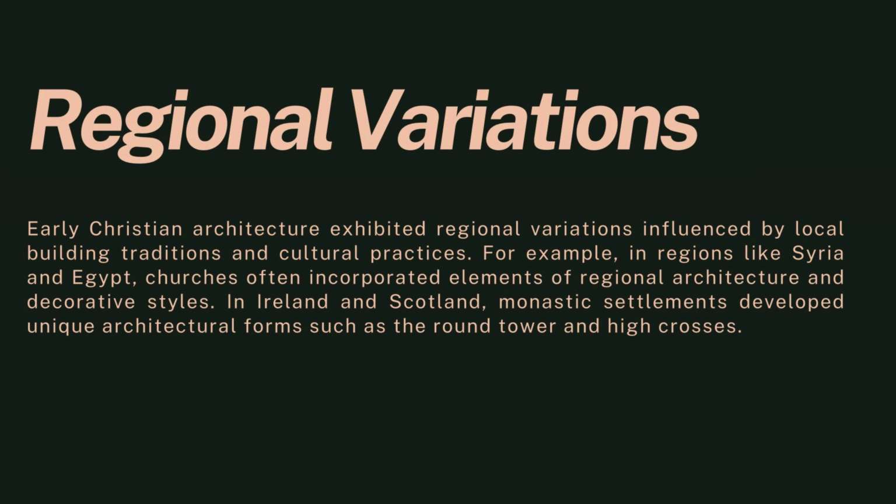Regional variations. Early Christian architecture exhibited regional variations influenced by local building traditions and cultural practices. For example, in regions like Syria and Egypt, churches often incorporated elements of regional architecture and decorative styles. In Ireland and Scotland, monastic settlements developed unique architectural forms such as the round tower and high crosses.